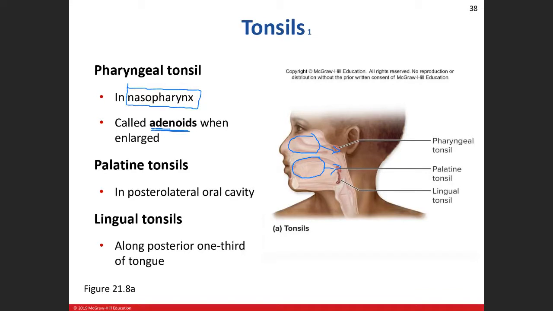So when we're talking about the palatine tonsils, think of your hard palate, the roof of your mouth. If you follow the roof of the mouth all the way back to the soft palate, you know, the uvula, that little punching bag there, you'll see down by the soft palate, that's where you'll find your palatine tonsils. Then laterally on either side of the tongue, you'll find the lingual tonsils, and that's on the posterior portion of the tongue.